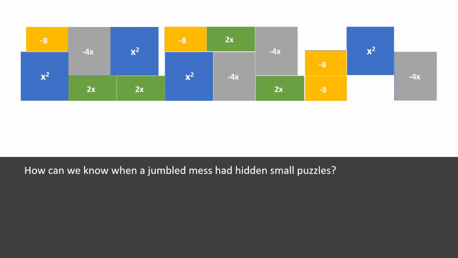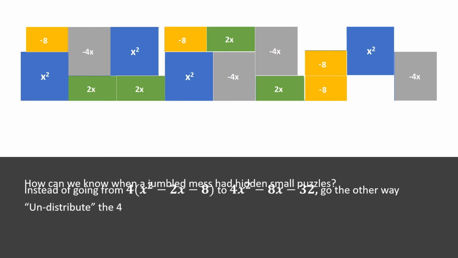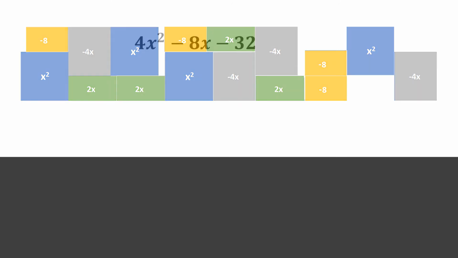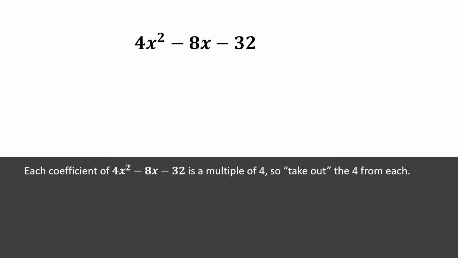So you might be wondering, how can we know when a jumbled mess has hidden small puzzles in it? So how can we know when we can rearrange this? And a similar question might be, how can we go from distributing the 4, so taking this 4 out and distributing it, how can we go the other way and undistribute the 4? Well, we notice that each coefficient, so that's these numbers in front of the x's, -8 and -32, is a multiple of 4. So we can take out the 4 from each term.